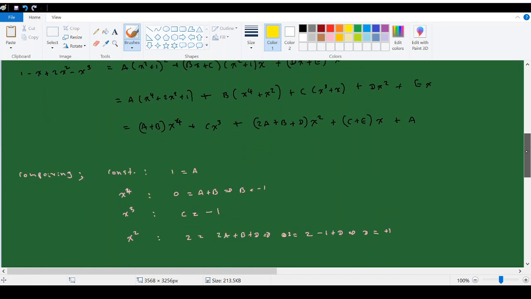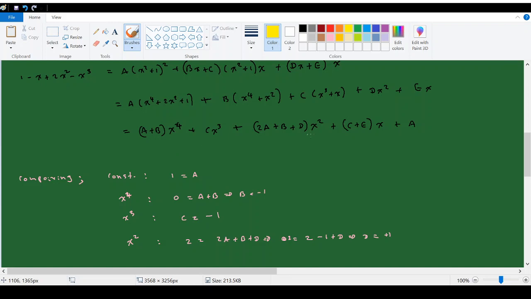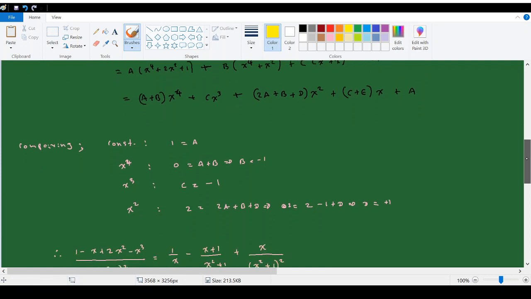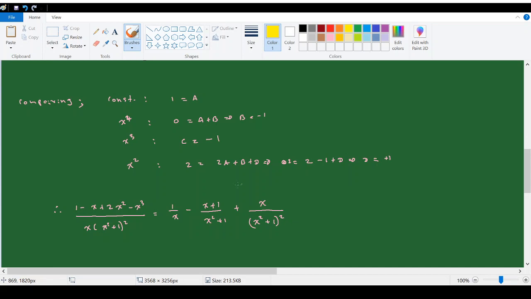So here we can start with constants, because here you have a constant and here you have a constant, and then for the fourth term, the cube term and the squared term, by comparing the coefficients we can find the remaining a, b, c, d and e values. So the partial fractions of the given rational function will be like this.